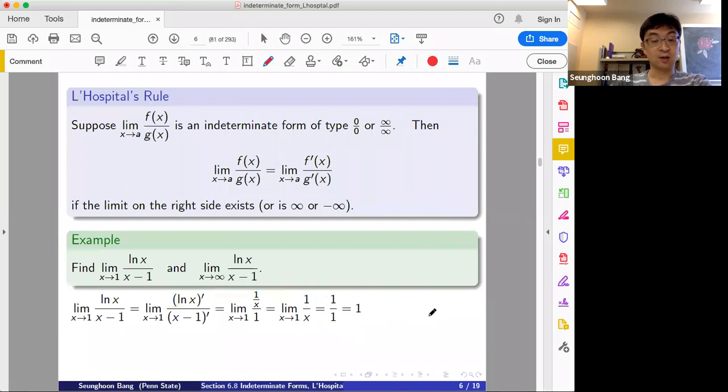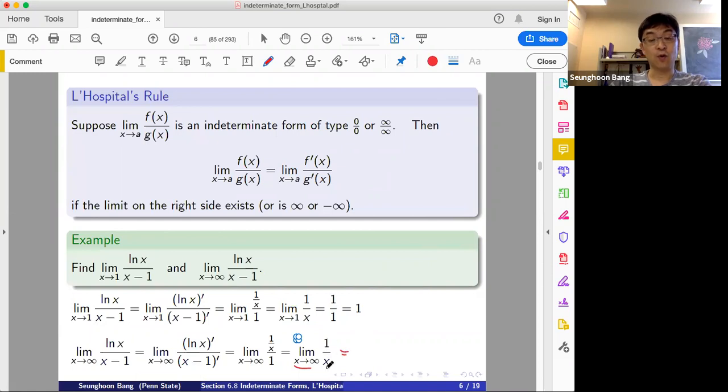The second one, x approaches infinity, ln of x over x minus 1. So similar. You plug infinity into x, ln of infinity is infinity. Infinity minus 1 is infinity. Exactly this type. I want to use L'Hopital's rule. The same: ln of x prime is 1 over x. x minus 1 prime is 1. As x approaches positive infinity, what happens? 1 over infinity is just 0. So that's it. This is the whole idea for solving this kind of problem.